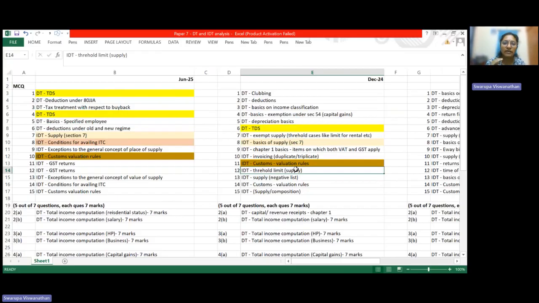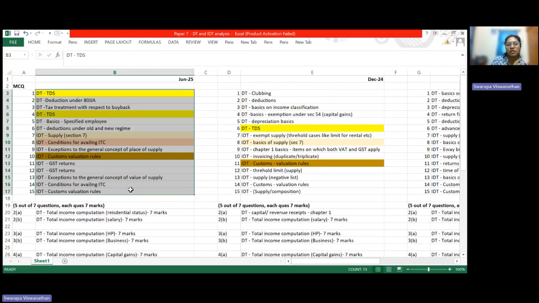So understanding and having an awareness of threshold limits and due dates is very important from the MCQ point of view, and you can score a good amount of marks if you are aware of the due dates and the threshold limits.